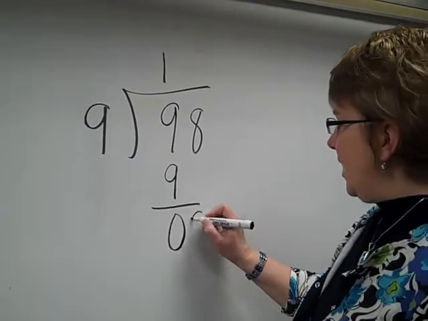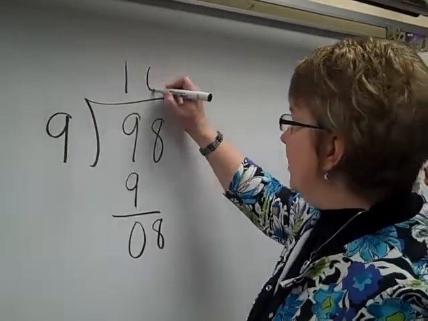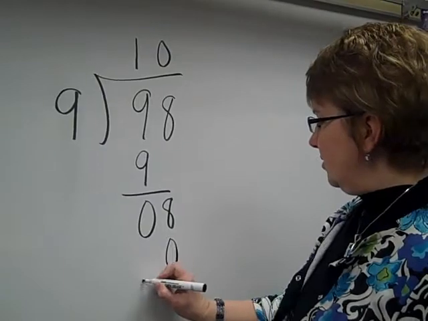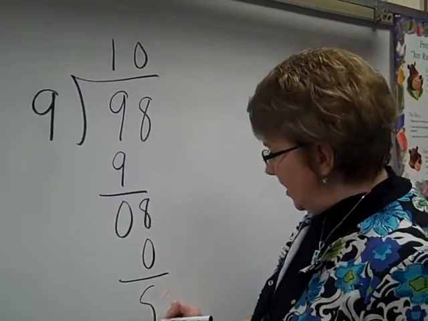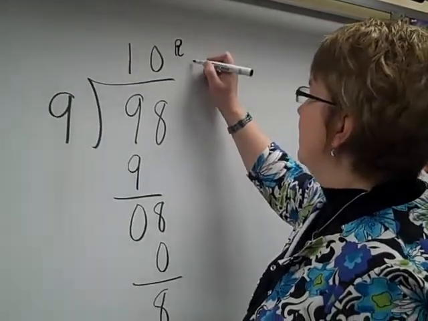Bring down the 8. 9 goes into 8 0 times. 0 times 9 is 0. Subtract, 8 left over. Our remainder is 8.